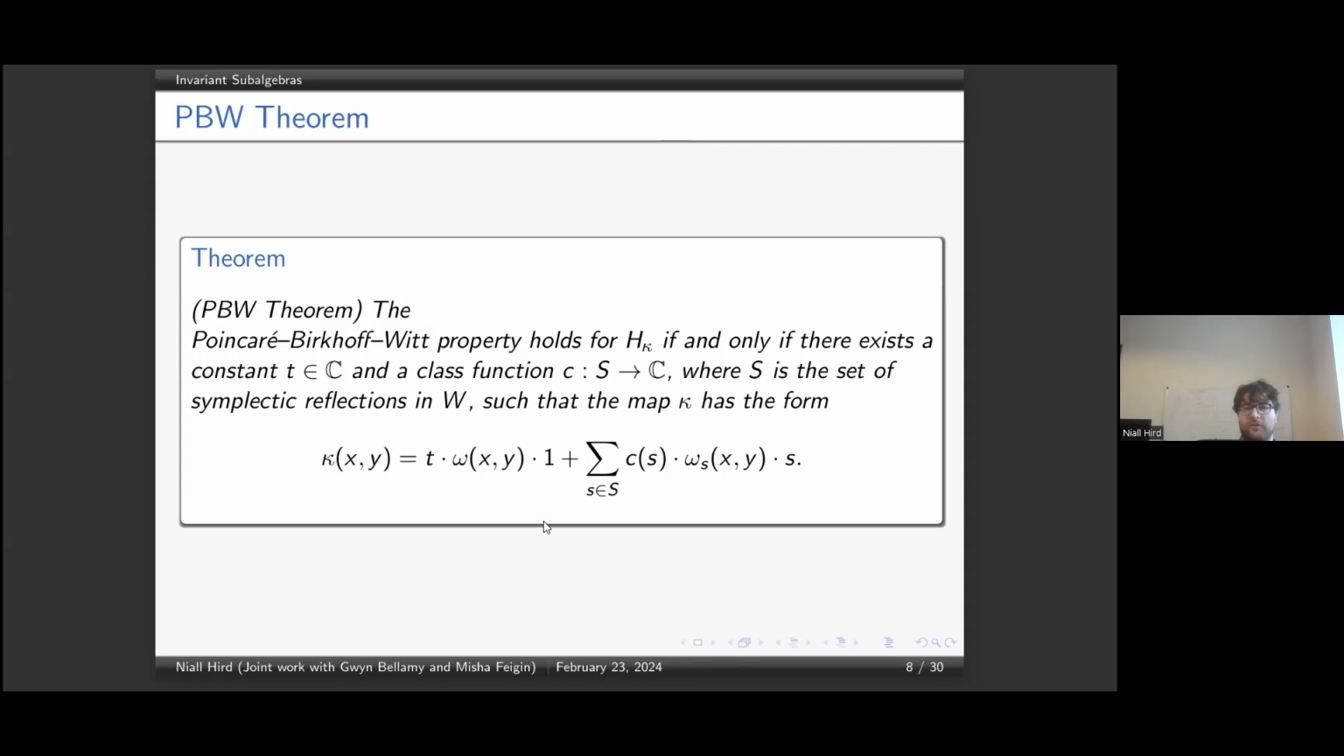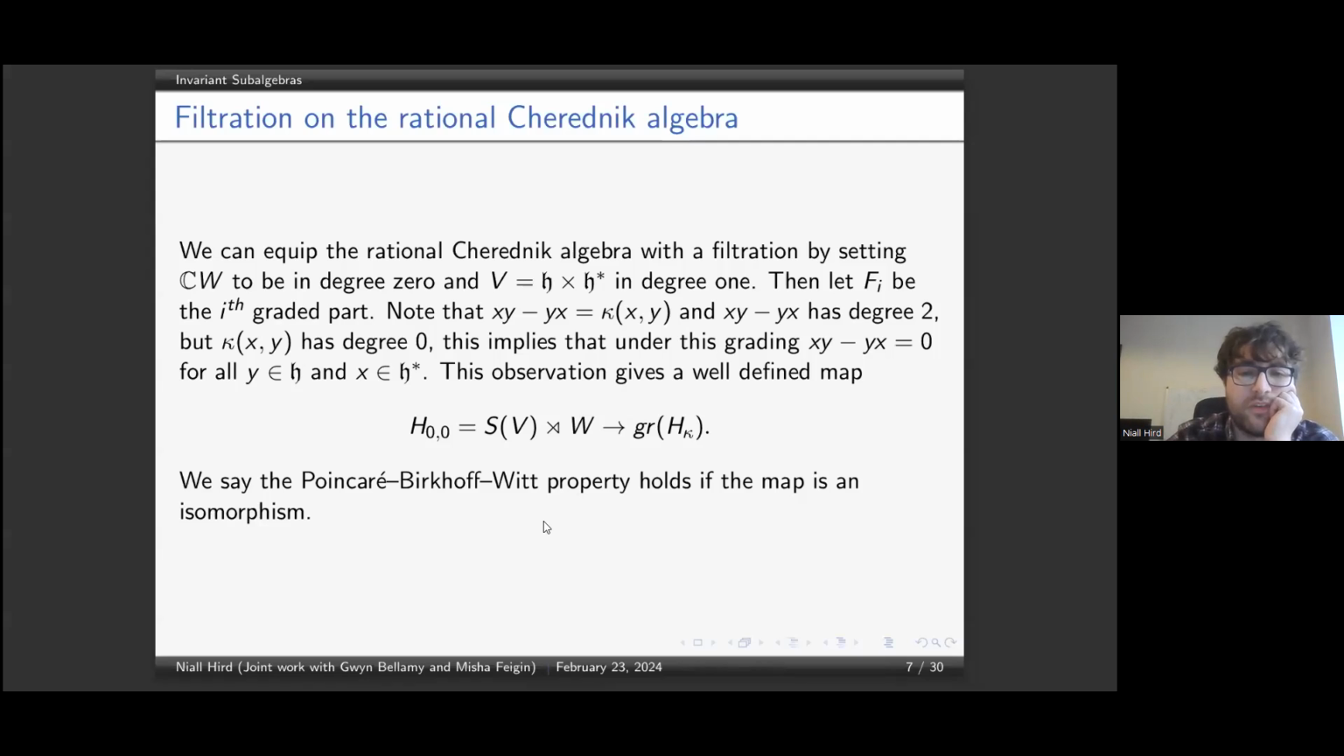So the PBW theorem, like I said, is the first sort of significant result you see when you're studying rational Cherednik algebras. And what it says is that this is an isomorphism if and only if we've got C and T, and kappa has this form. So precisely the definition of what a rational Cherednik algebra is. So that has some important consequences.